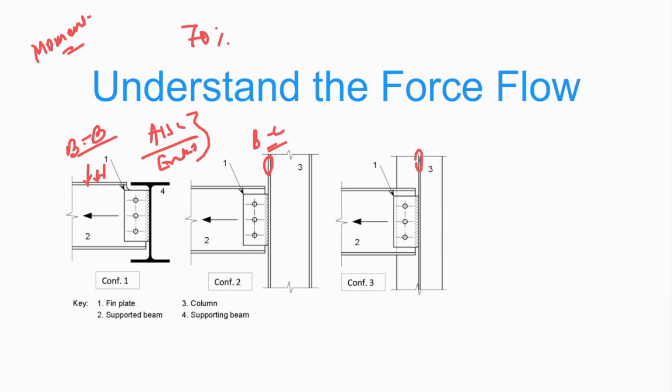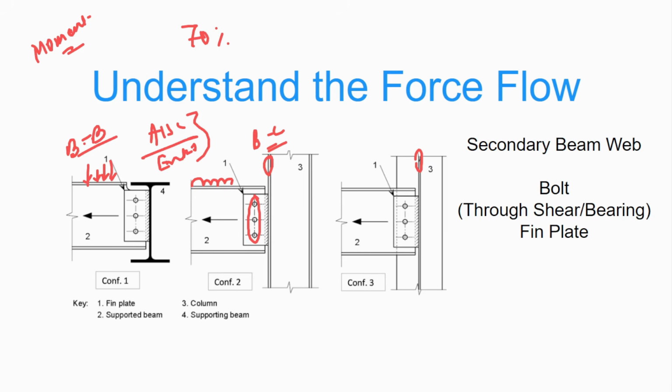So if this is the load, right, so this is the load, the reaction is coming. So the reaction will first come where? In the secondary beam, right? So from the secondary beam web, it will travel to the bolt. Then from this bolt, where will it go? Just pause this video, try to understand. So once the bolt has transferred, the load will come to the, yes, the fin plate or the angle or the shear tab, right? Now here the transfer will happen through shear action or bearing action, right?